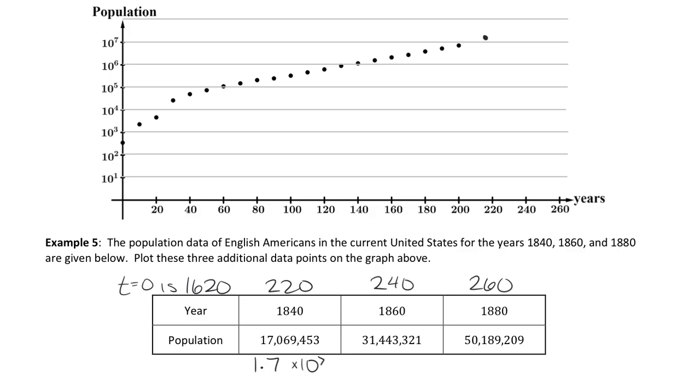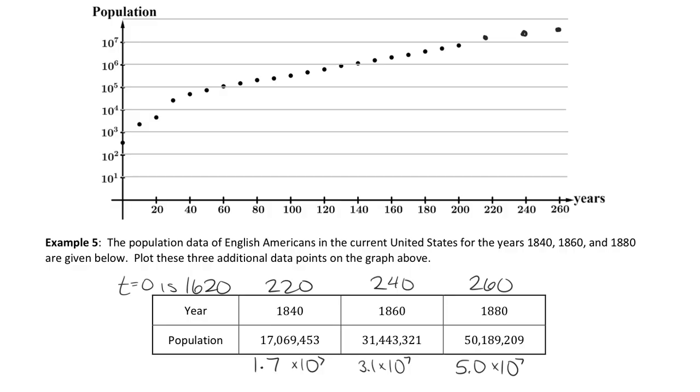What would the middle number, the 31 million number, be in scientific notation? 3.1 times 10 to the 7th. So again, I can be at approximately 3 above the 10 to the 7th line. What would this last number be in scientific notation? 5.0 times 10 to the 7th power, which means we should be halfway between the 10 to the 7th line and the 10 to the 8th line.